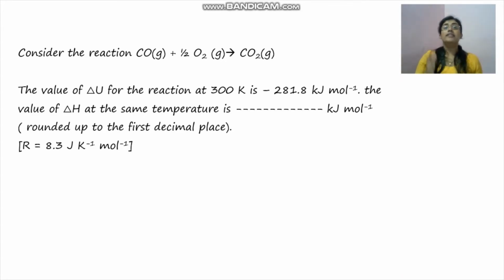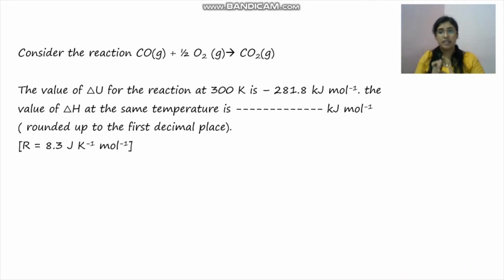Here they've told, consider the reaction: carbon monoxide gas reacts with oxygen gas to give carbon dioxide gas. The value of delta U for this reaction, internal energy, at 300 Kelvin temperature, is given to be minus 281 kilojoules per mole, and they want the value of delta H at the same temperature in kilojoules per mole. They have asked us to round it off to 1 decimal place, and the constant R is given to be 8.3.